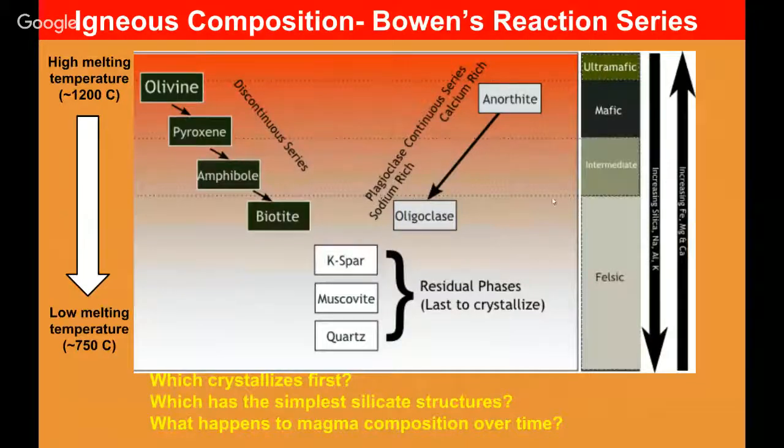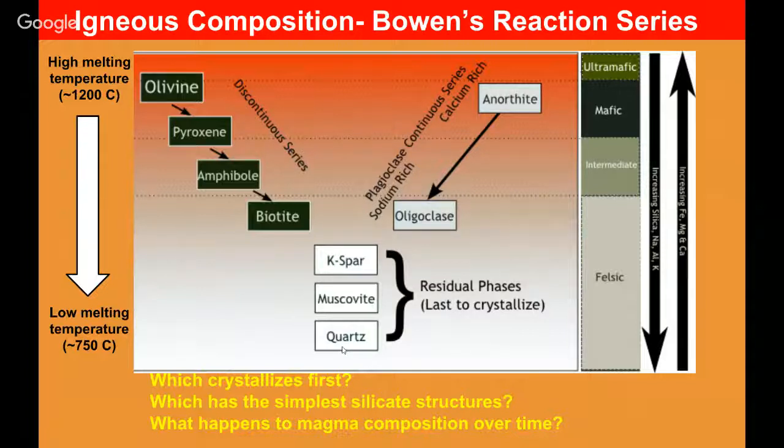And here is a simplified version of the Bowen's reaction series, and this just shows the rough temperature of melting or crystallization for the different minerals. Here, very high melting temperatures, olivine, and a very low melting temperature, about 750 degrees Celsius, is quartz. This is like the spectrum of these different minerals and their different melting temperatures. Of course, there's a variety of other factors at play, but for the sake of simplicity, let's just talk about temperature.